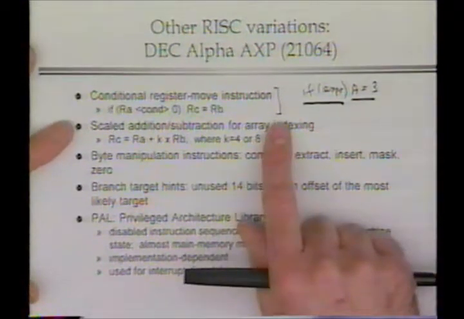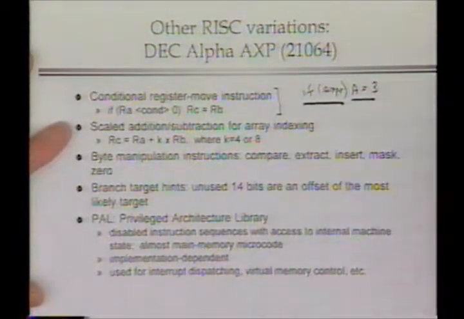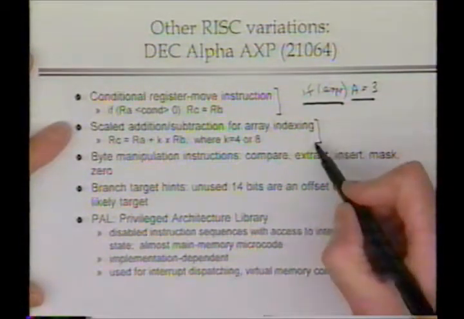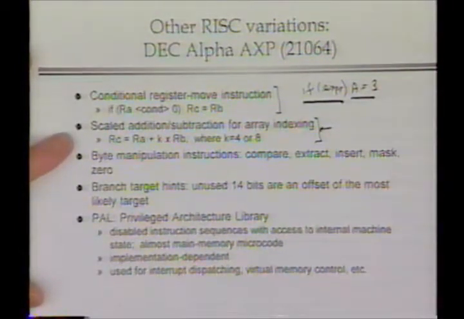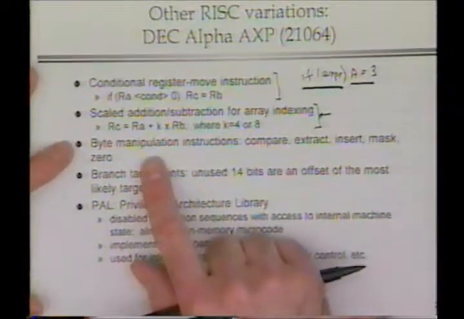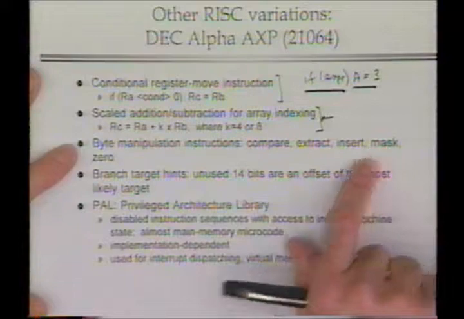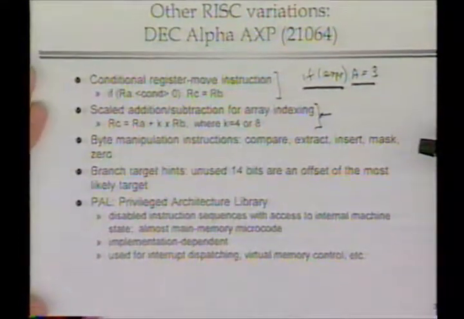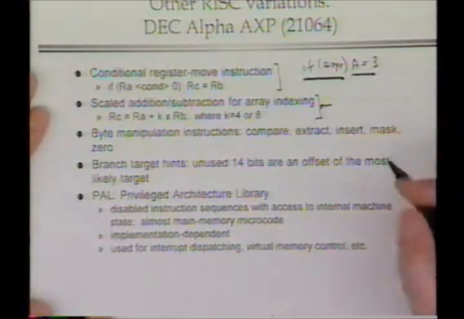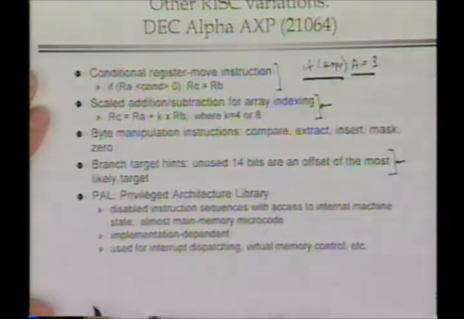And measurements, depending on who makes them, may or may not support that conclusion. Unlike many of the other RISC machines, the DEC alpha has scaled array indexing, like the 8086. It has byte manipulation instructions that allow you to compare, extract, insert, mask, and zero out individual bytes rather than larger objects. Let's skip this one for the moment.